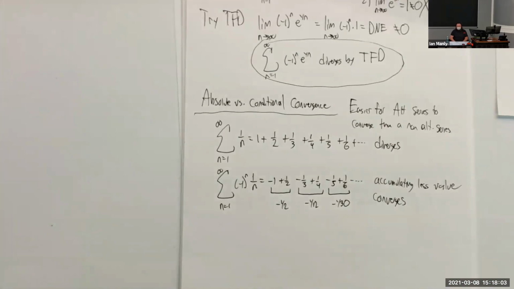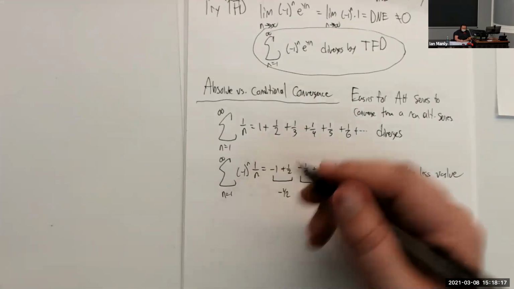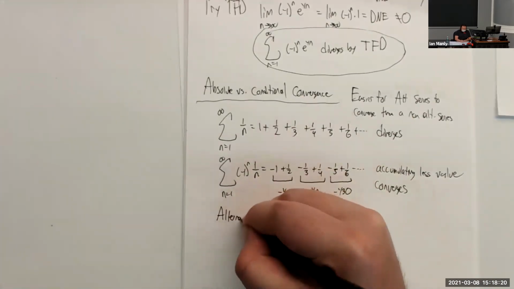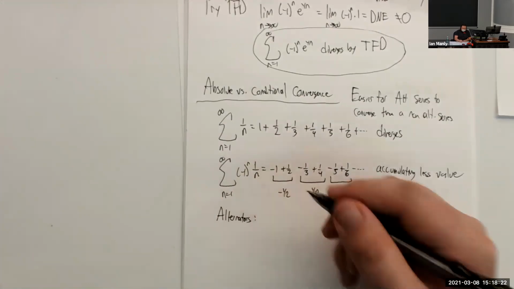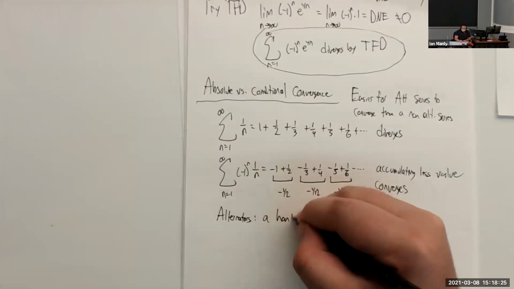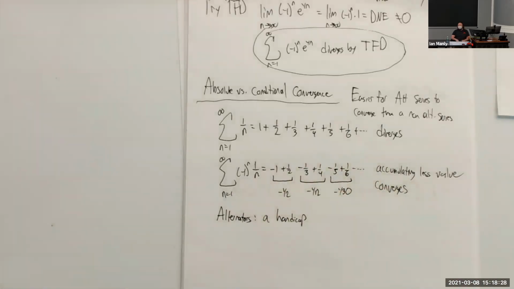It's easier for an alternating series to converge in general than it is for a non-alternating series. Now, the only difference between these two is that we had a (-1)^n here, right? So one way we're going to view alternators is as a handicap. Because remember, it's easier for an alternating series to converge than it is for a non-alternating series. So if you take a non-alternating series and stick an alternator in there, it's automatically going to be easier for that to converge.